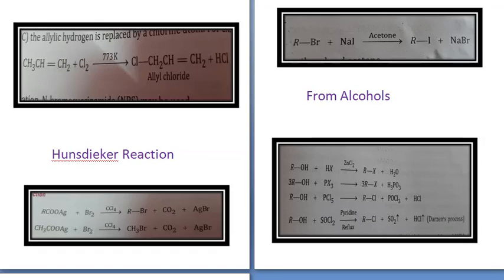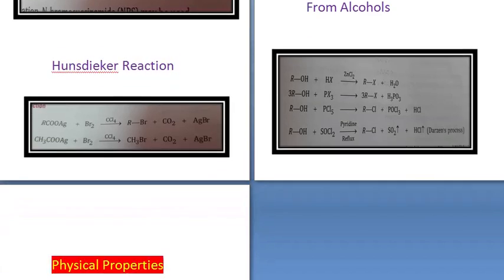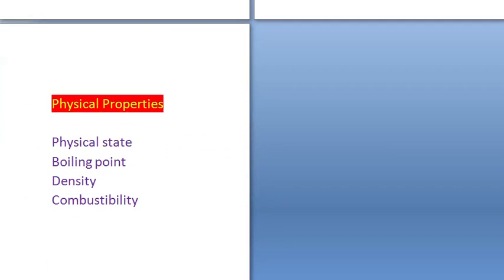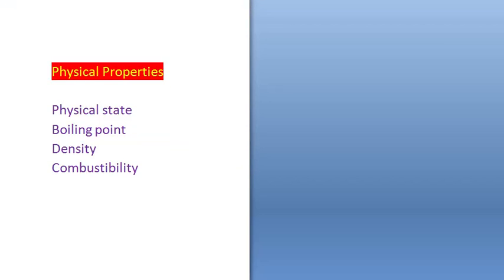So after preparation, we move on to the properties of haloalkanes. Today we will discuss the physical properties. First is the physical state. Now some of the lower haloalkanes, they are gases like CH3F, CH3Cl, CH3Br, C2H5Cl, C2H5Br. They are all gases. All other halides up to C18 are sweet smelling liquids, oily liquids, and higher members, they are solids.